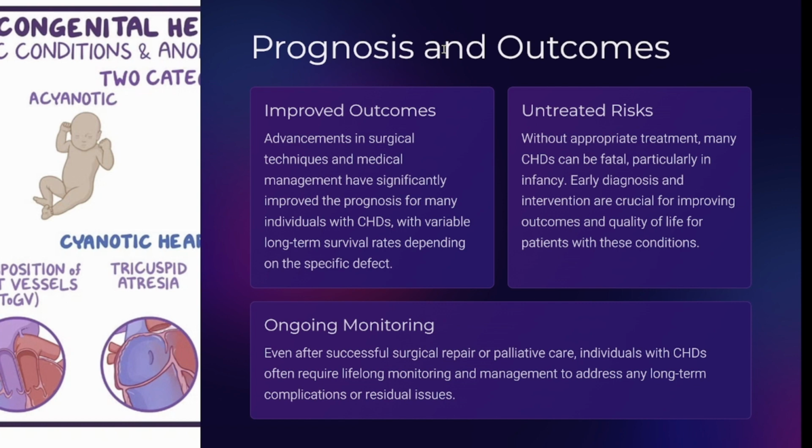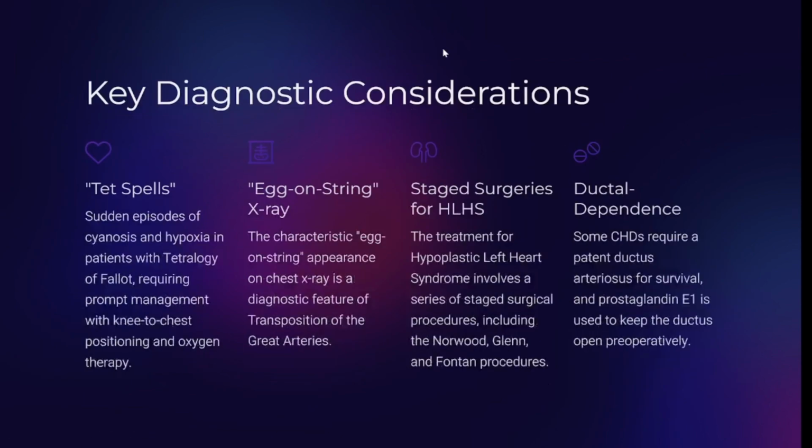High yield points for exam. TET spells, sudden episodes of cyanosis in Tetralogy of Fallot, managed acutely by knee-to-chest positioning and oxygen. Egg-on-string X-ray, classic sign of transposition of the great arteries. Staged surgeries for HLHS, remember the sequence: Norwood, Glenn, Fontan. Ductal dependence. Some CHDs require a patent ductus arteriosus for survival. Prostaglandin E1 is used to keep the ductus open preoperatively.